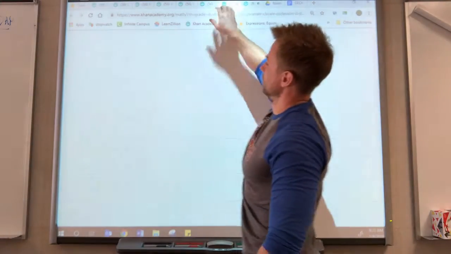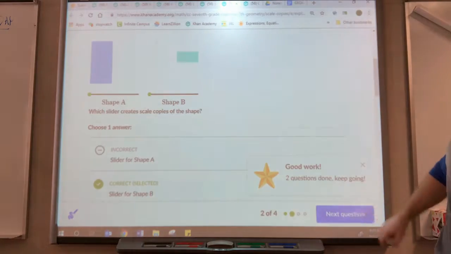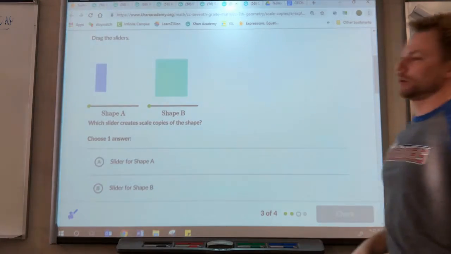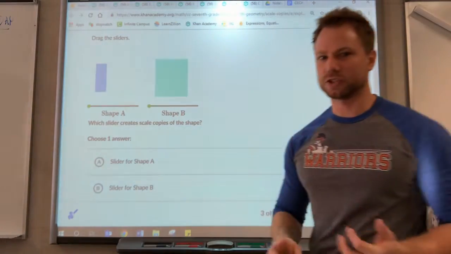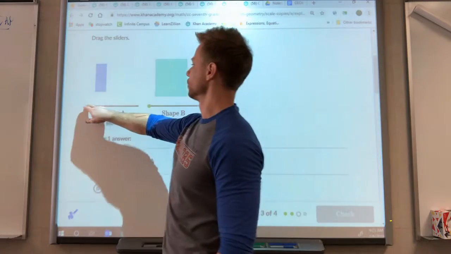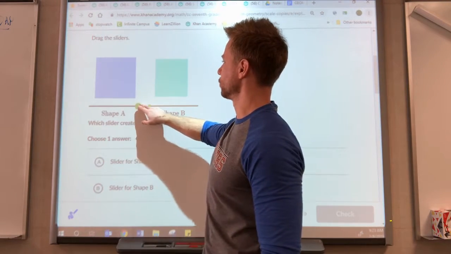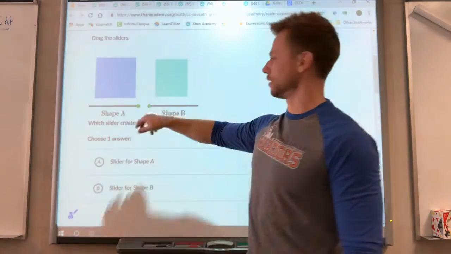Good. All right, the next link says which slider creates a scaled copy. Now remember, if they are scaled, they're going to be the same shape, but they can be different sizes. So as I move this one, you see how that rectangle starts to turn into a square? So that is not scaled copies.